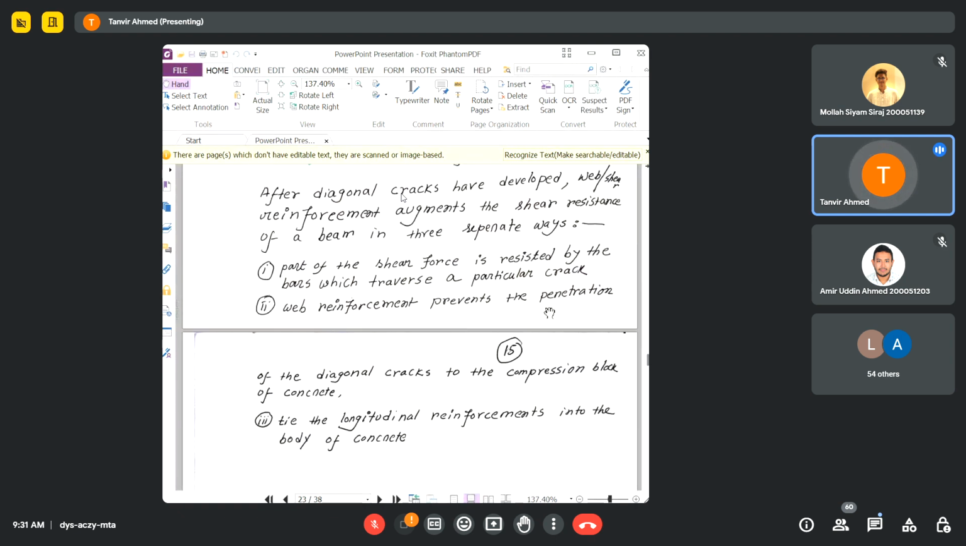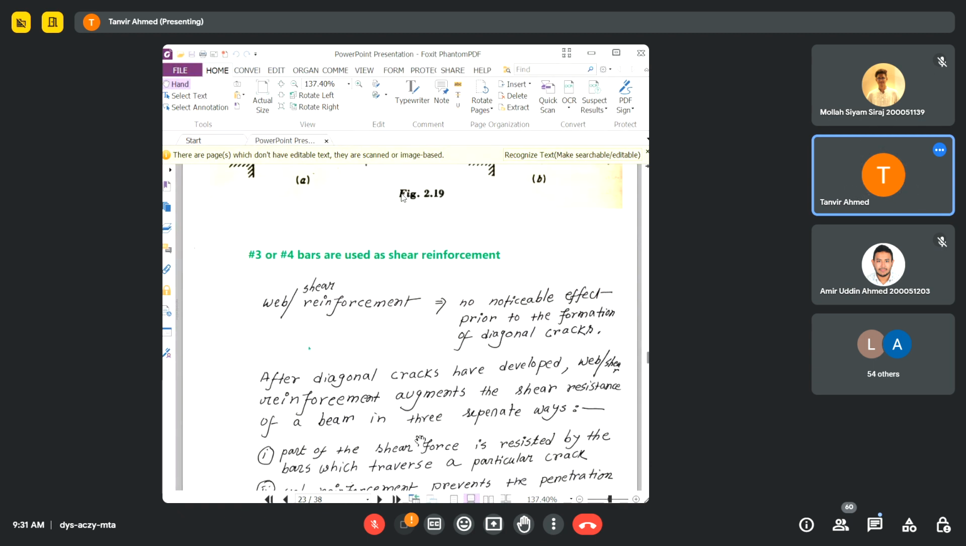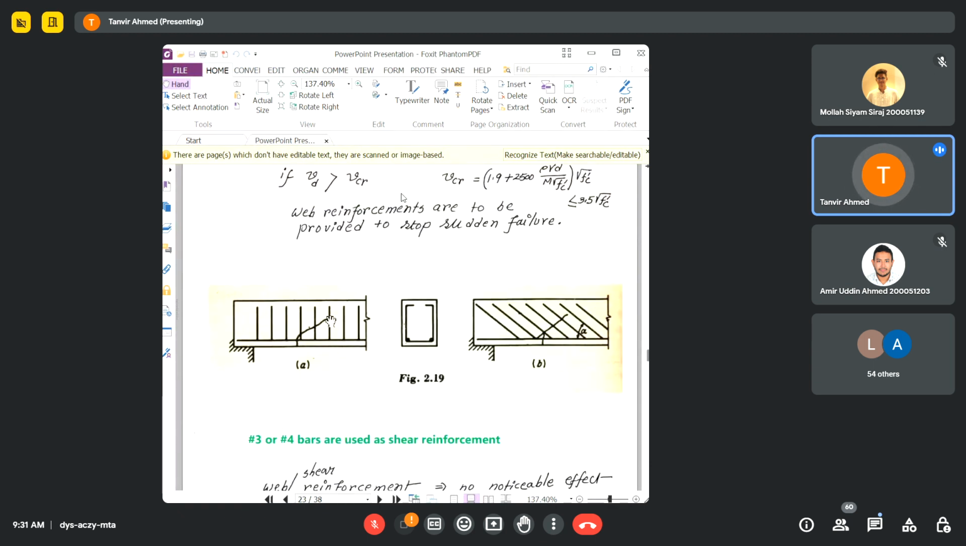Web reinforcement prevents the penetration of the diagonal cracks into the compression block of concrete. Obviously, if you have shear reinforcement, then the propagation of the crack to the top will become less, because the shear reinforcement will hold the cracks from propagating upward. So the crack will not go much toward the compression block if the shear reinforcement is there.